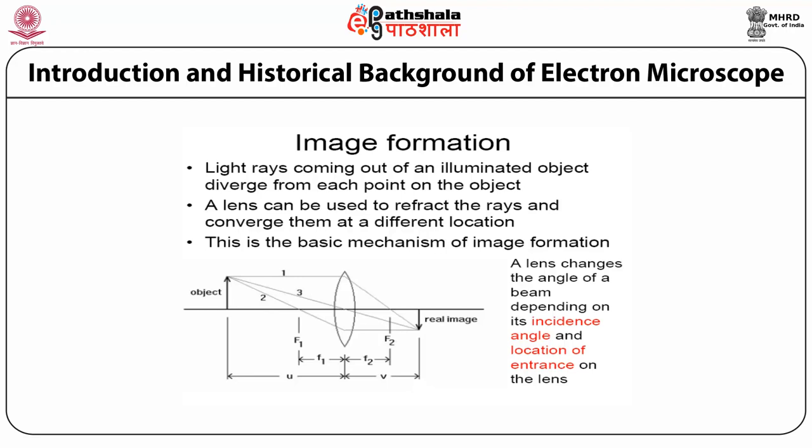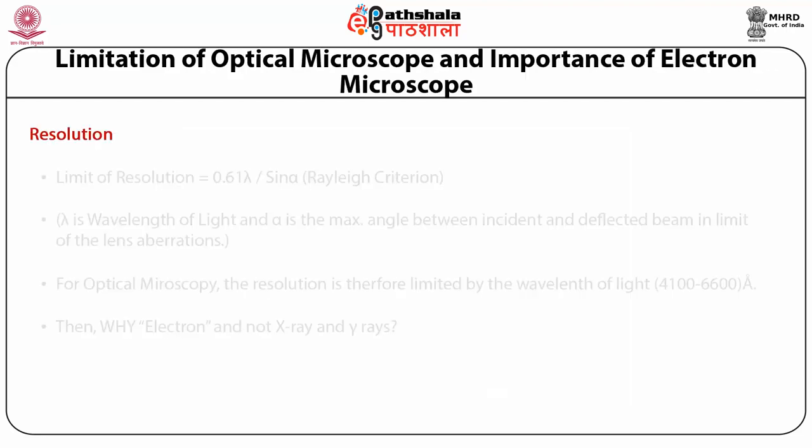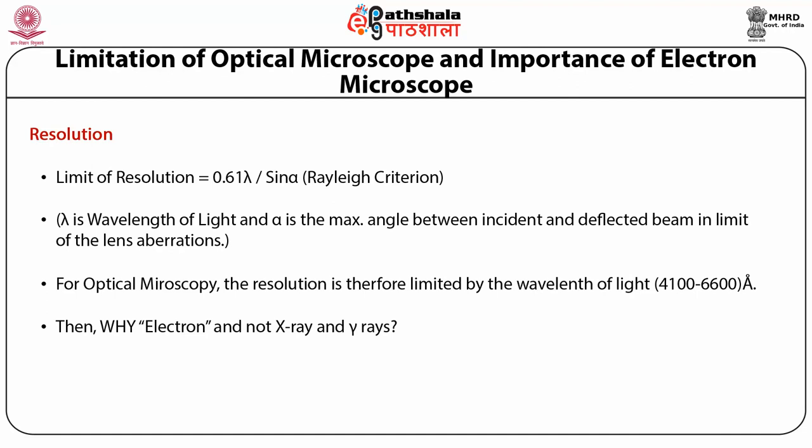But in case of developing a new microscope, the scope is over because we cannot resolve better than 0.2 micrometer with light microscope. So we have to find a new probe for developing microscope. Since light is an electromagnetic wave, the natural choice is X-ray or gamma ray. But why has an X-ray and gamma ray based microscope not been developed, and an electron based microscope has been developed? This is a very important question.